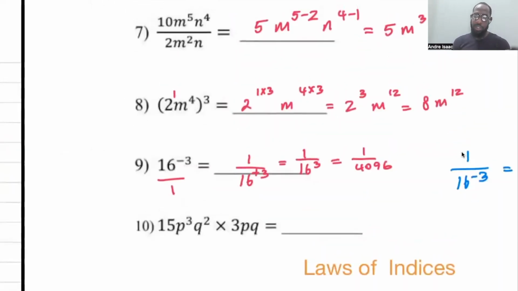And the last question here, we have 15p cubed q squared times 3p cubed. So we deal with the numbers first. 15 times 3, 5 3s are 15, 1 3 3 1 is 4. This is equal to 45. P cubed times p, we add the powers, 3 plus 1. I wanted to put 4. Slow down that brain. Q to the 2 plus 1. This is 45 p to the 4 q cubed.